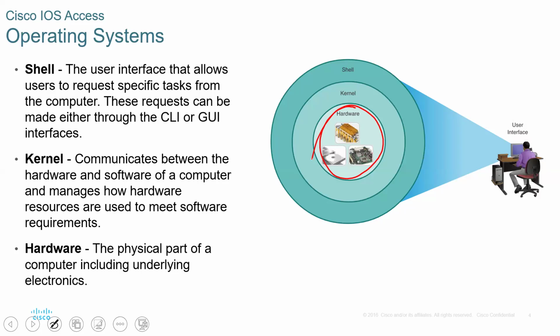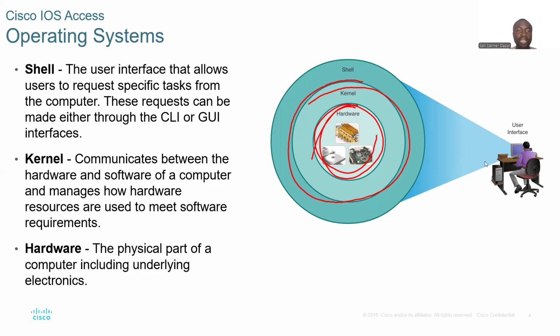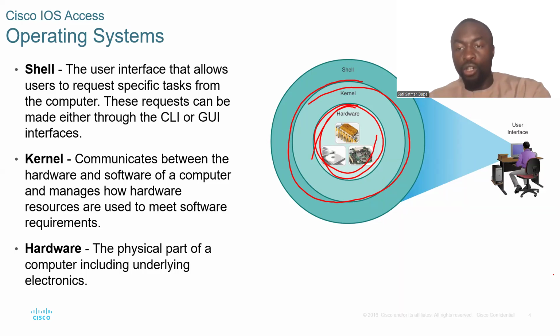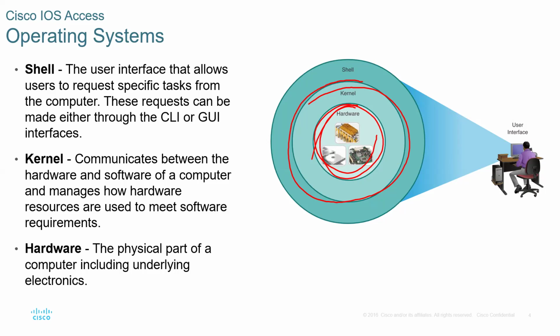The software part, or the operating system, is the software that interacts with the hardware in order for it to function. So we have the kernel, which communicates directly between the hardware and the software of the computer and actually manages the hardware. Then we have the shell, the user interface that allows users to request specific tasks from the computer. This request can be made either through the command line interface or through the graphical user interface. So basically, those are the operating systems.